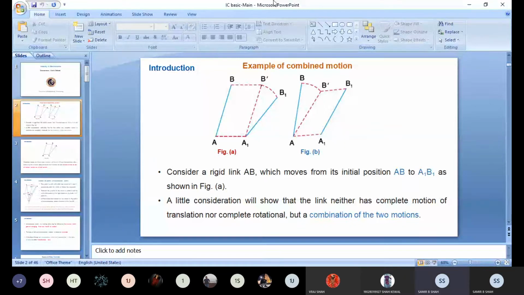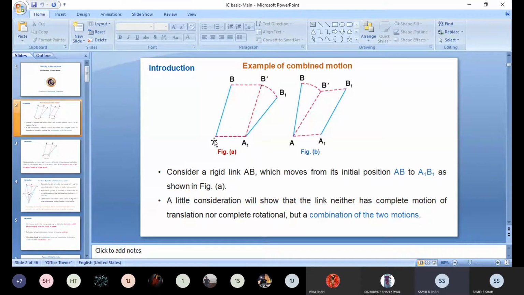Sometimes a body has simultaneously a motion of rotation as well as translation. Examples are the wheel of a car and a sphere rolling on the ground. These two are the basic examples. If I talk about the wheel of a car, it has translatory motion as well as rotational motion.